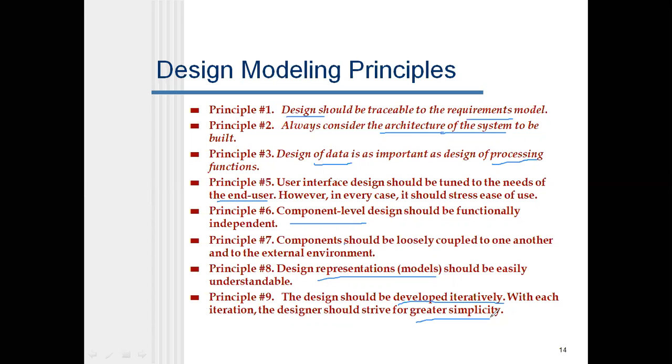If anything complex is there, you should hide those complex things to support your project, hiding at the place of user interfaces. You make them simple. Like that, you should develop the designs. This is the design modeling principles.